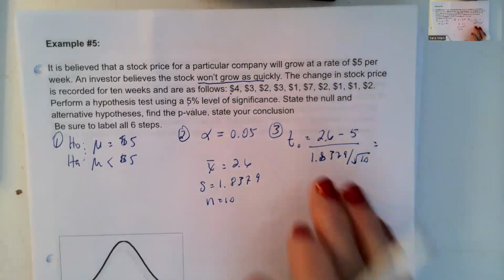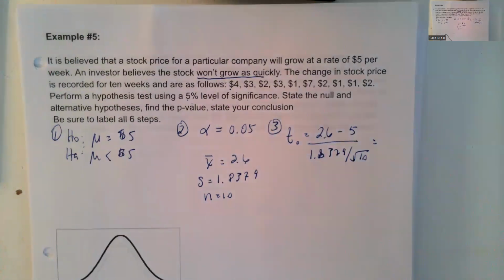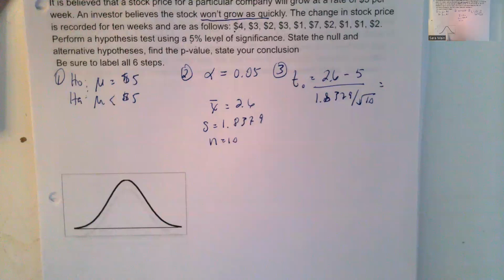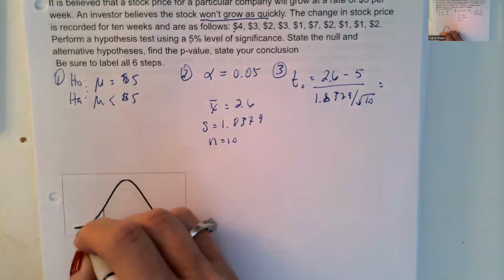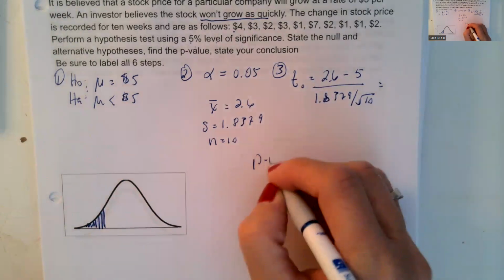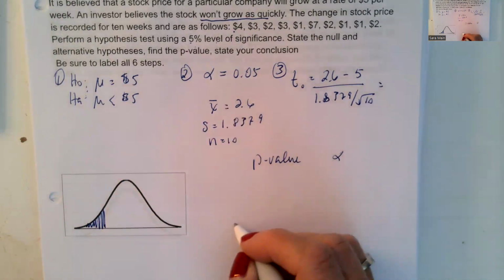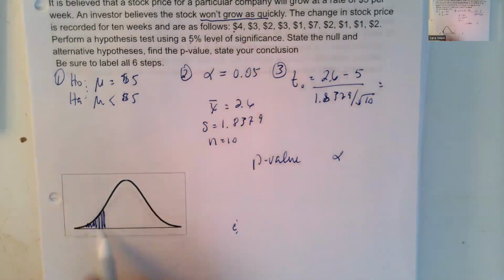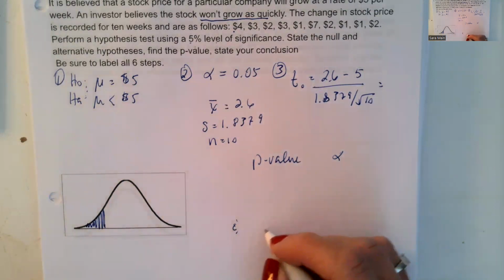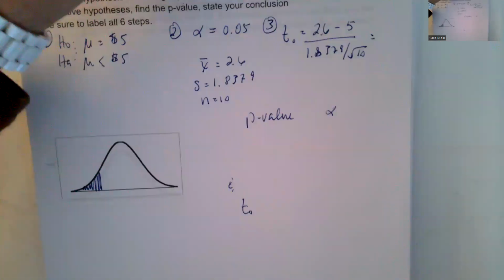I can do that, but I can also use the program in Desmos. We're going to validate this both ways here, just so you can learn both ways. Because it's a less than, it's a left-tailed test. So we're going to look at the p-value compared to alpha, and we're going to look at this danger zone. We're going to look at our T0, which is going to be our test statistic.